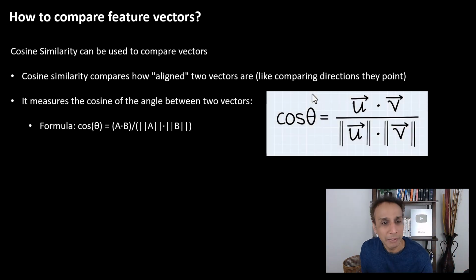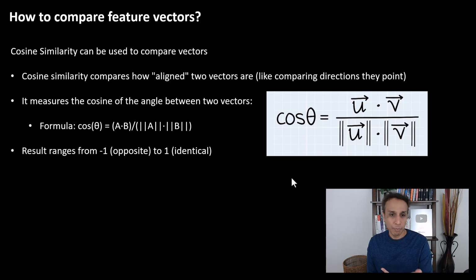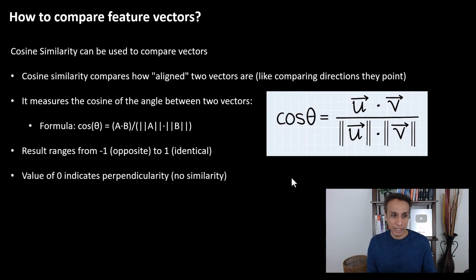It measures the cosine of the angle between the vectors, and as I just mentioned, it's the dot product of these two vectors divided by the product of their magnitudes. That gives you the cos theta value. That's it. It's as simple as that. You have a simple formula, and the results range from -1 to 1, like I already mentioned, and a value of 0 indicates perpendicularity. You know that cos of 90 degrees is 0, so there is no similarity between those two images.